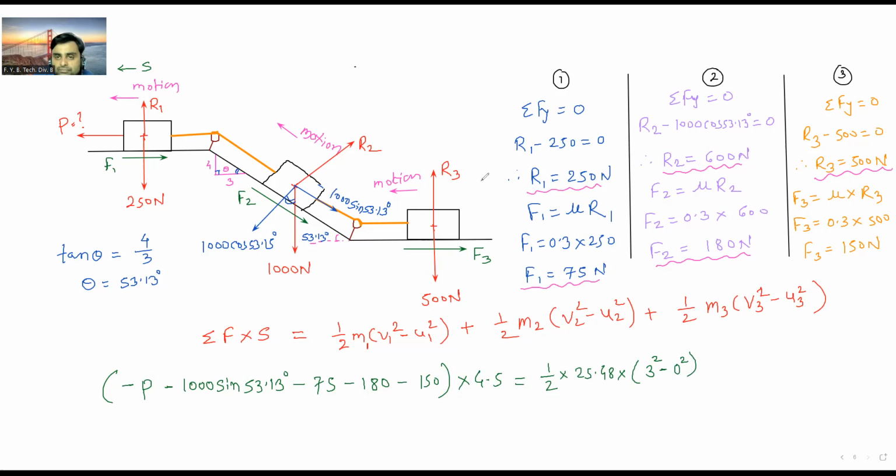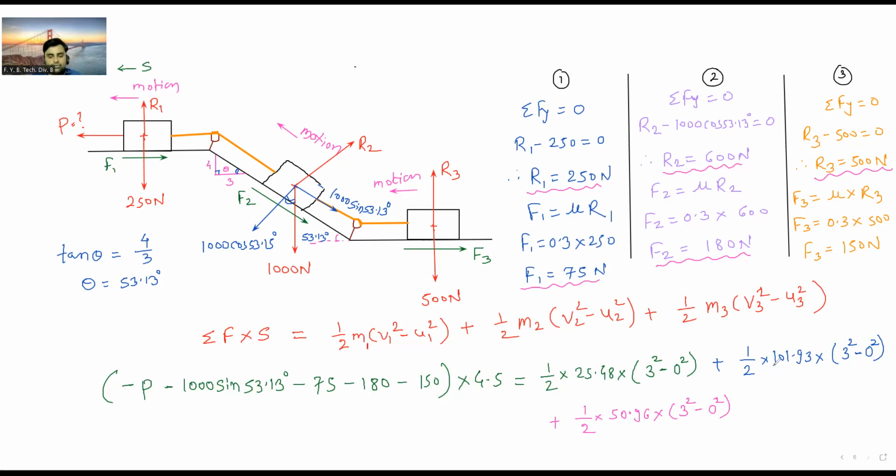This is the first term. Then plus, what is the second term? Half m2, which was 101.93, into final velocity square minus initial velocity square. And then third, plus half into m3, which is 50.96, into final velocity square minus initial velocity square.